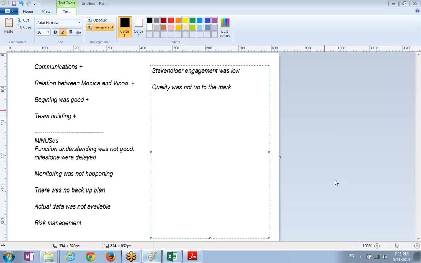So quality planning was also not very good for this project. But tell me, overall planning was good or not? No, overall planning also was not good. So planning was not good. It was shabby.